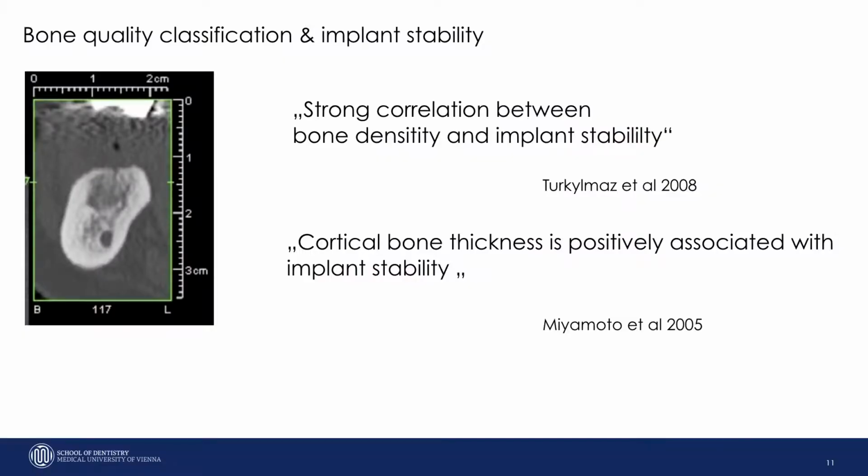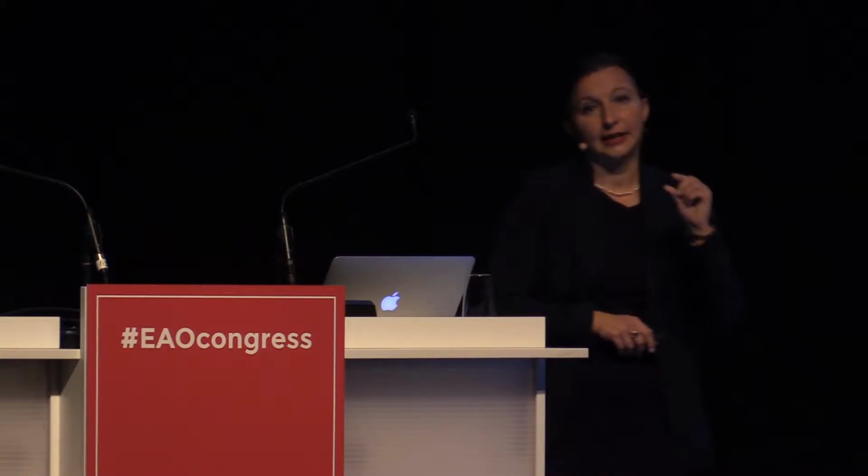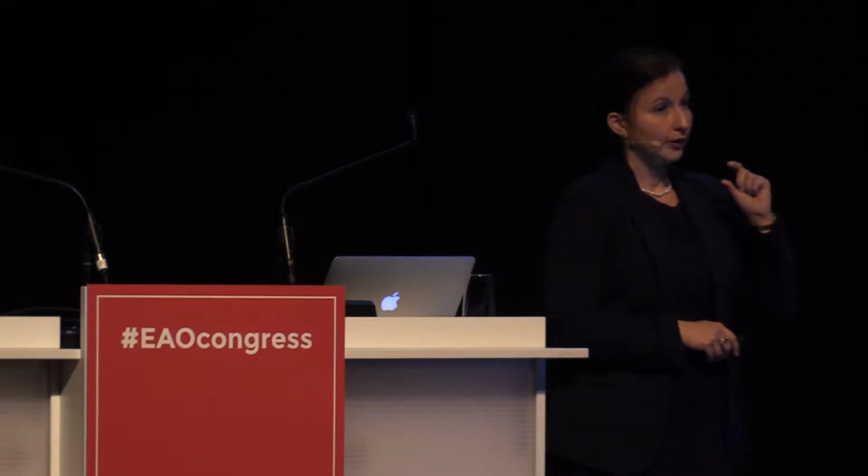So when we go to the anatomy, again for bone quality classification, we know very clearly from anatomical studies, cadaver studies, and also from studies with different bone qualities that there's a strong correlation between the bone density and the implant stability. It's the same when you look at the cortical bone thickness: it's also positively associated with implant stability, which means that when you have a wide cortical thickness, then you achieve higher implant stability.